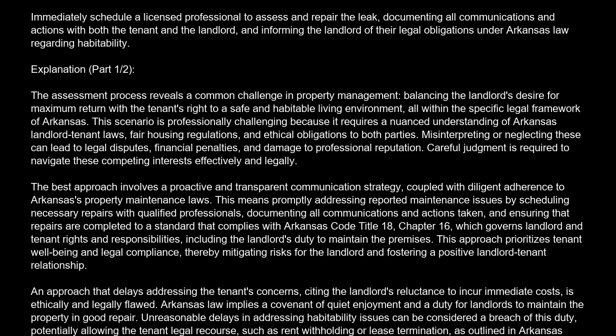This means promptly addressing reported maintenance issues by scheduling necessary repairs with qualified professionals, documenting all communications and actions taken, and ensuring that repairs are completed to a standard that complies with Arkansas Code Title 18, Chapter 16, which governs landlord and tenant rights and responsibilities, including the landlord's duty to maintain the premises. This approach prioritizes tenant well-being and legal compliance, thereby mitigating risks for the landlord and fostering a positive landlord-tenant relationship.